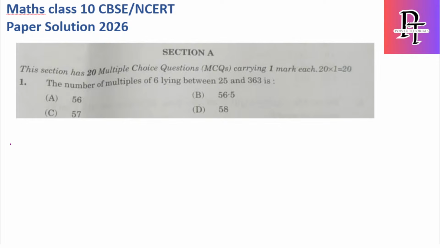So let's start with the first one. The number of multiples of 6 lying between 25 and 363. This type of question is related to AP series, that is arithmetic progression. They are saying multiples of 6 lying between 25 and 363. What is the first number after 25 which is a multiple of 6? The answer is 30. So it starts from 30 and ends with the last multiple of 6 before 363, which is 360.